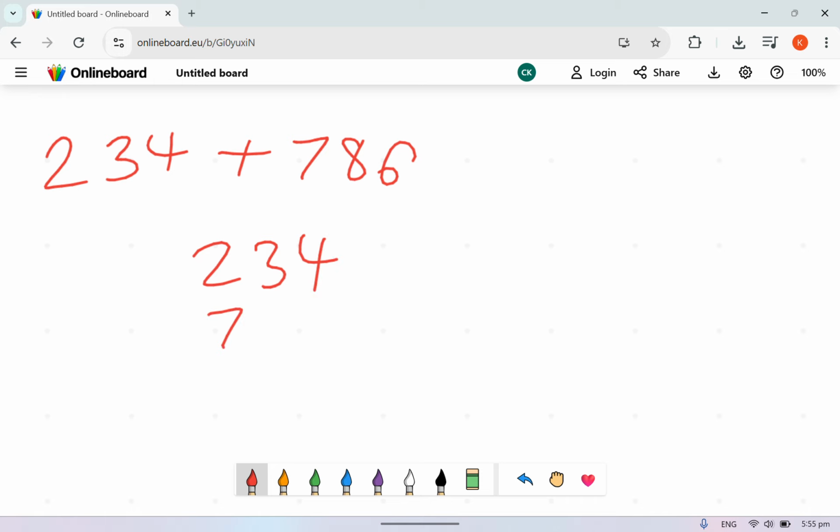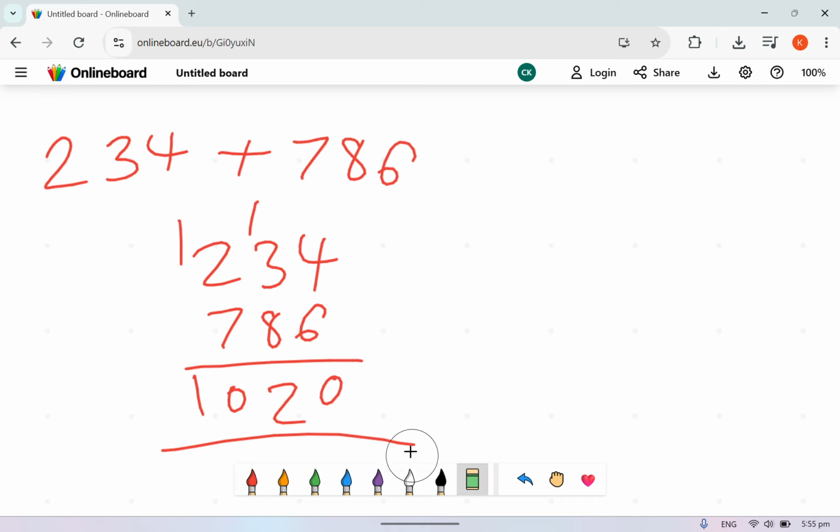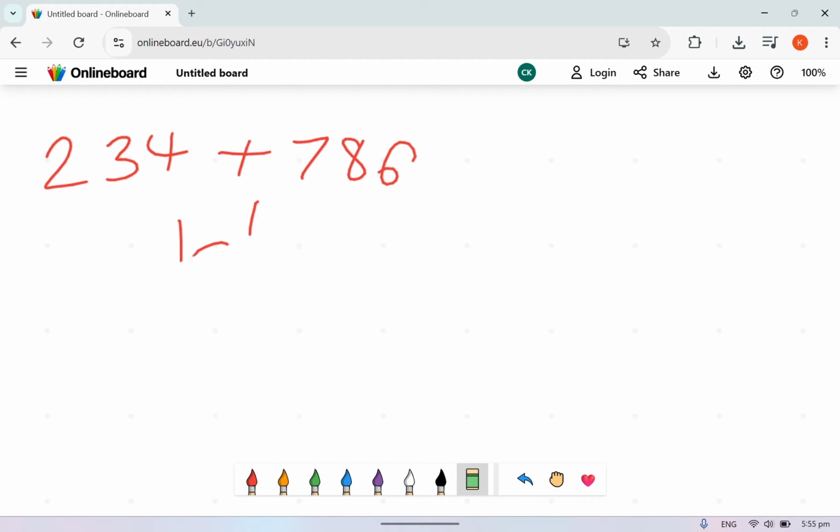Now first and foremost, let me set a ground rule. I'm just going to give you an example: 234 plus 786. What is the answer? It's clearly 1020. Okay, this is a bad example. Let me redo it. It'll be 1021.